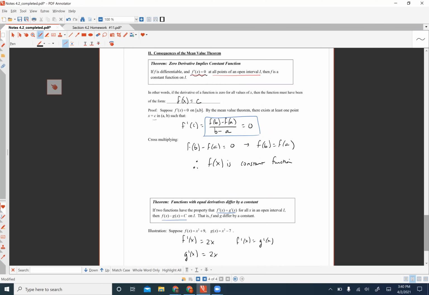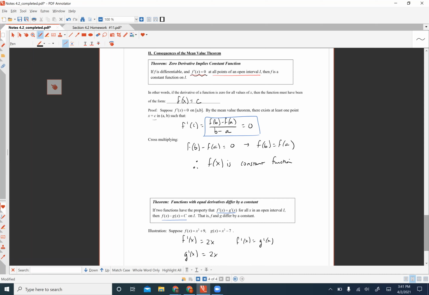So if f is differentiable, and I like math. I like math a lot, actually. So anyway, if f is differentiable and f prime of x equals 0 at all points on some open interval I, then f is a constant on this open interval I. So basically you have the derivative of a function is 0 for all values x, and then the function can be written in the form f of x is a constant, right? You graph the function, it's just a flat horizontal line.